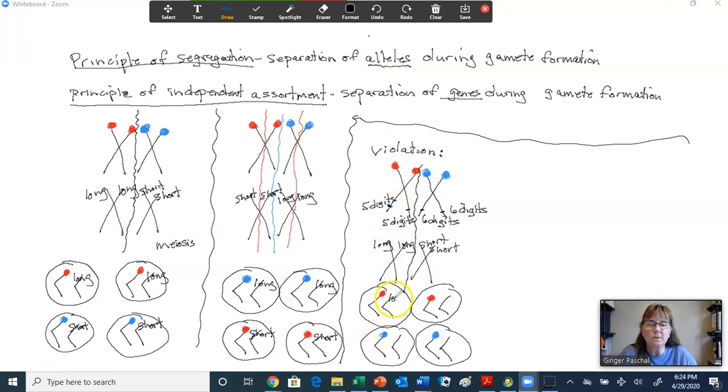So on this one, it's going to be long. And this one's going to be long. And this one's going to be short. And this one's going to be short. Now, on the red chromosome, we've got 5 digits. We've got 5 digits. I'm going to just put a D there. And this one I've got 6D for 6 digits. And this one I've got 6D.